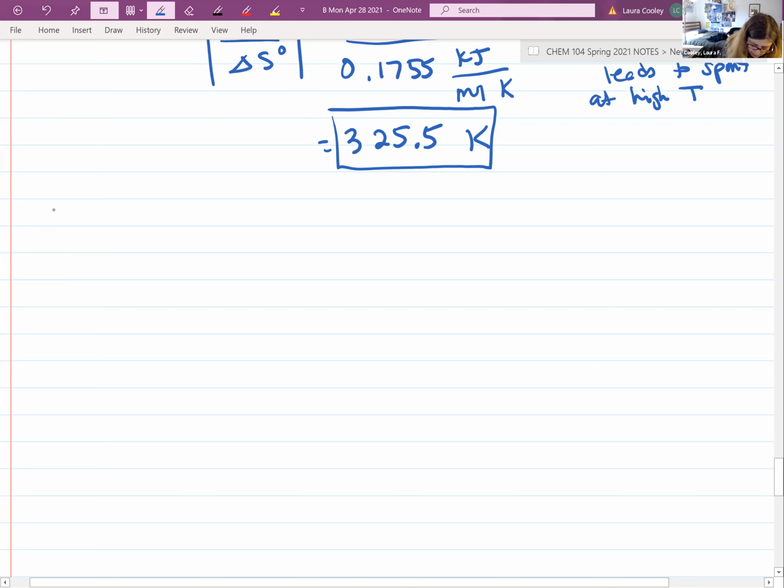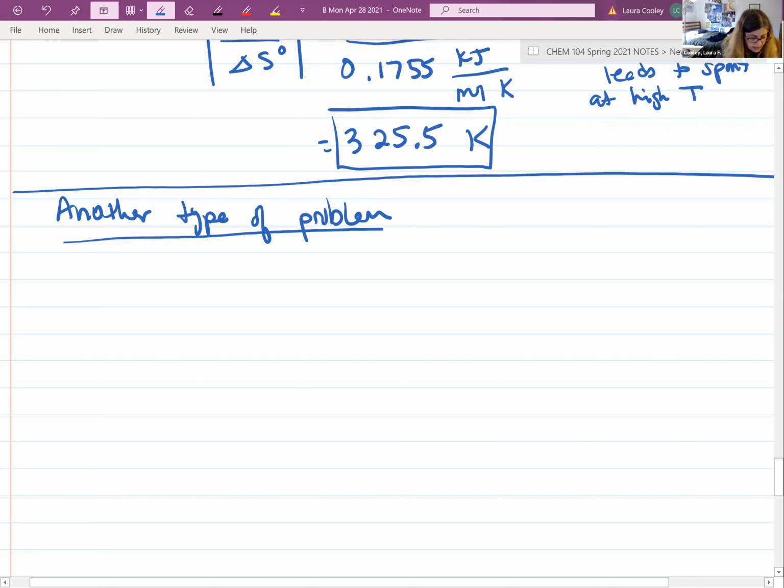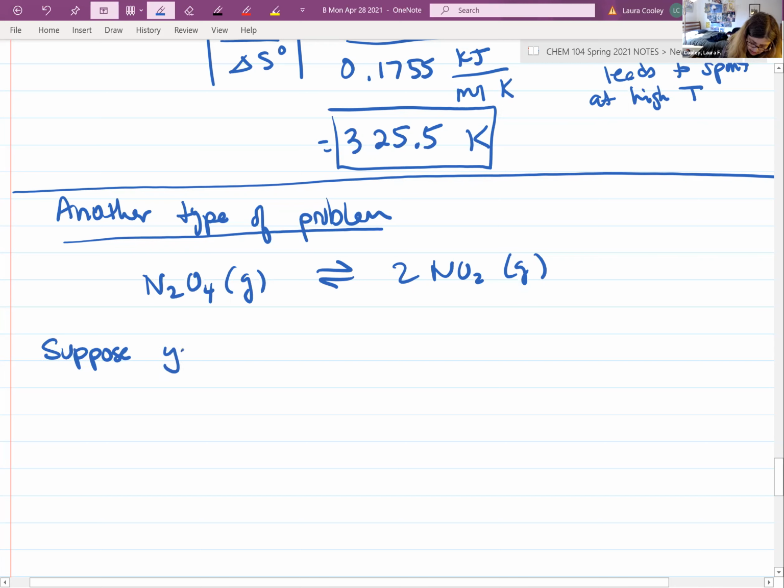All right, so there's another type of problem, and there is a problem like this on the exam. It's really along the exact same lines, except that instead of giving you the equilibrium constant, it gives you the pressures. And you have to figure out the equilibrium constant, which is what we did in the equilibrium unit. So it's not so strange. But suppose you have the same reaction and that you're given the partial pressure of NO2 and the partial pressure of N2O4 at equilibrium.